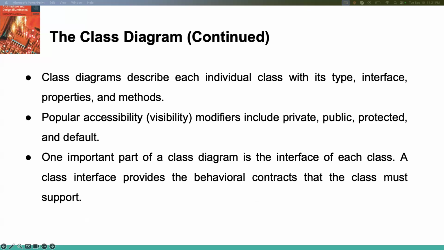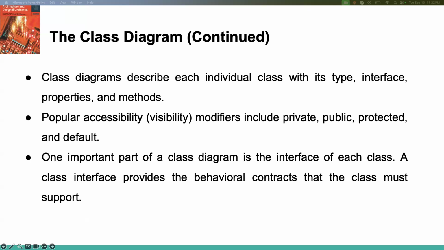Each class in a class diagram is described with important details such as type, interface, properties, and methods. This helps define the structure and behavior of the class. One key aspect of the class diagram is the use of accessibility modifiers to control access to the class members. Popular modifiers include private, public, protected, and default.